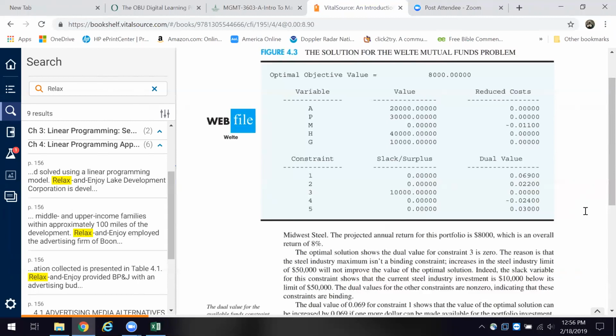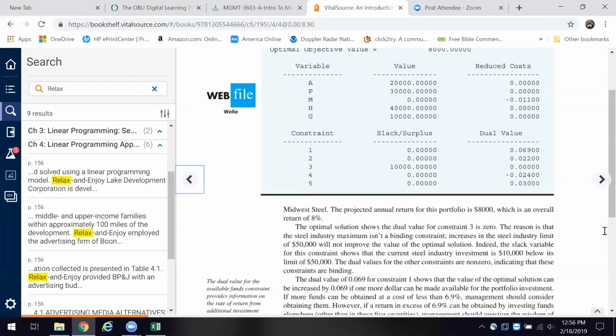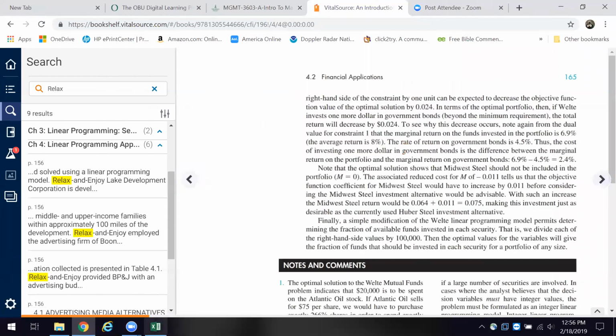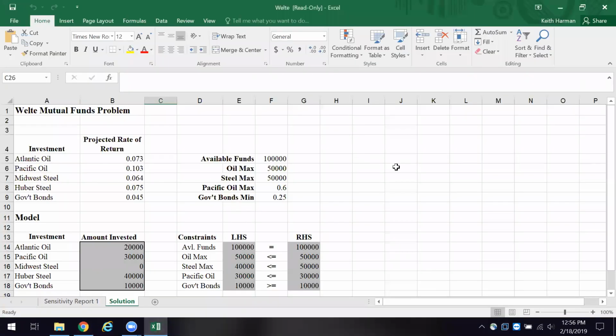As I mentioned there on number 3, which is the steel, it's got a slack or a surplus at 10,000. So where we're at now is not just taking a look at how they get the objective function, the variables to change, the constraints. Now we start to look at, if I tweak this, what would I get? Well, we can look at slack and surplus values. We can look at dual values. And we can look at limit reports. And here's the expected annual return, given the alignment.